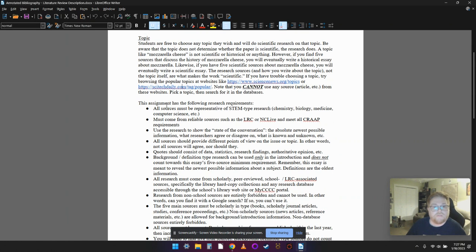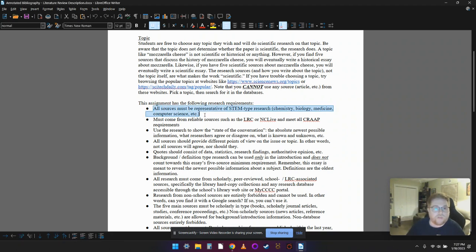But let's go through the rest of this, just the requirements for the actual assignment itself. One, all of your research needs to be STEM type research, meaning science, technology, engineering, medicine, math. So it could be your traditional, quote unquote, hard science, like chemistry and biology and that kind of stuff. It could also be like computer science.